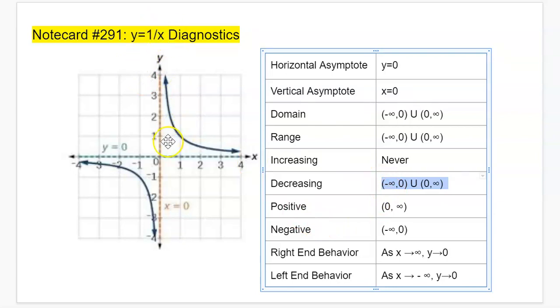Look. Okay, where's this thing positive? Where's it above the x-axis? That's from here to here, so you go left to right. That is 0 to infinity. There we go. Where is it negative? Left to right, so negative infinity to 0.